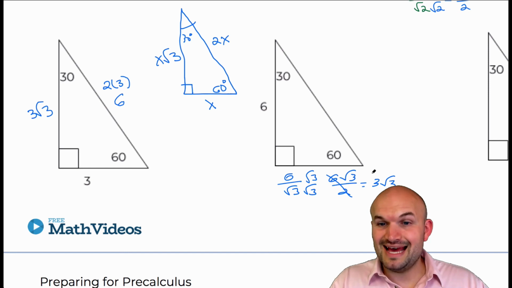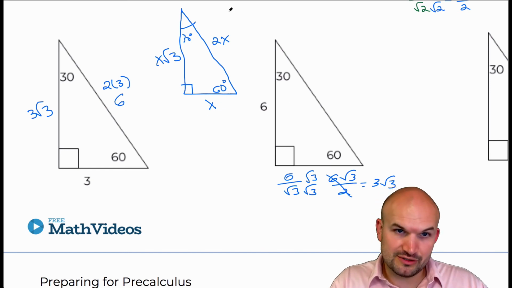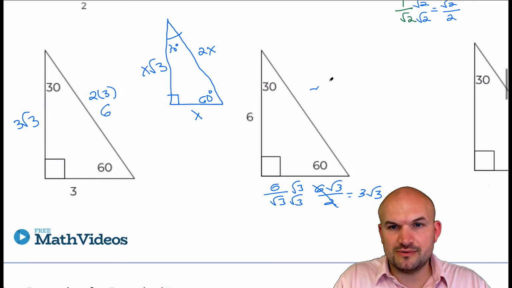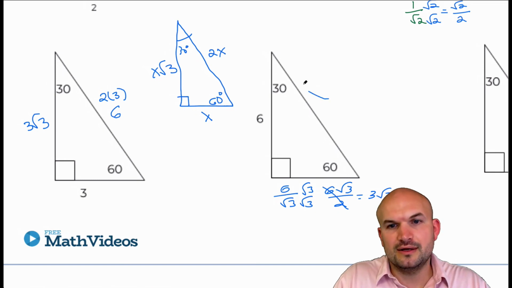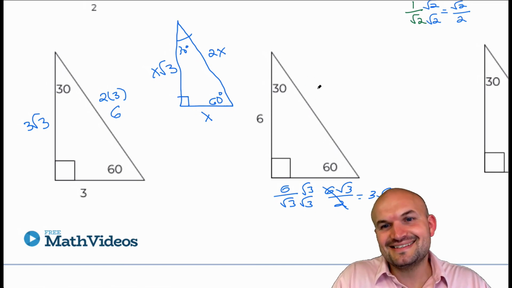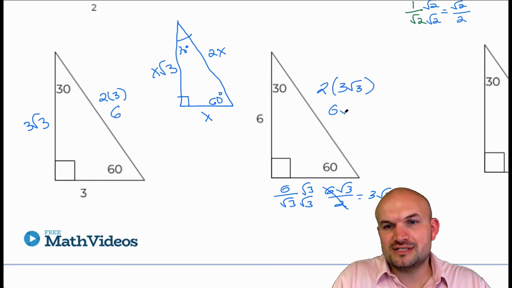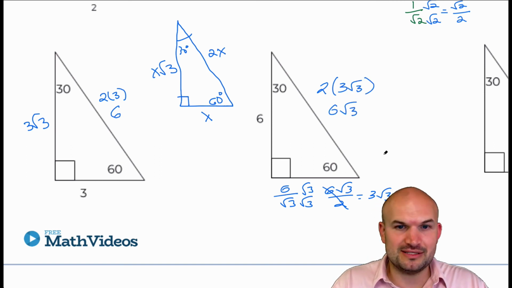Okay? Then, to go from the short leg to the hypotenuse, all I need to do is multiply by 2. So therefore, I'll have 2 times 2 square root of 3, which is just equal to 4 square root of 3. And that's your hypotenuse.